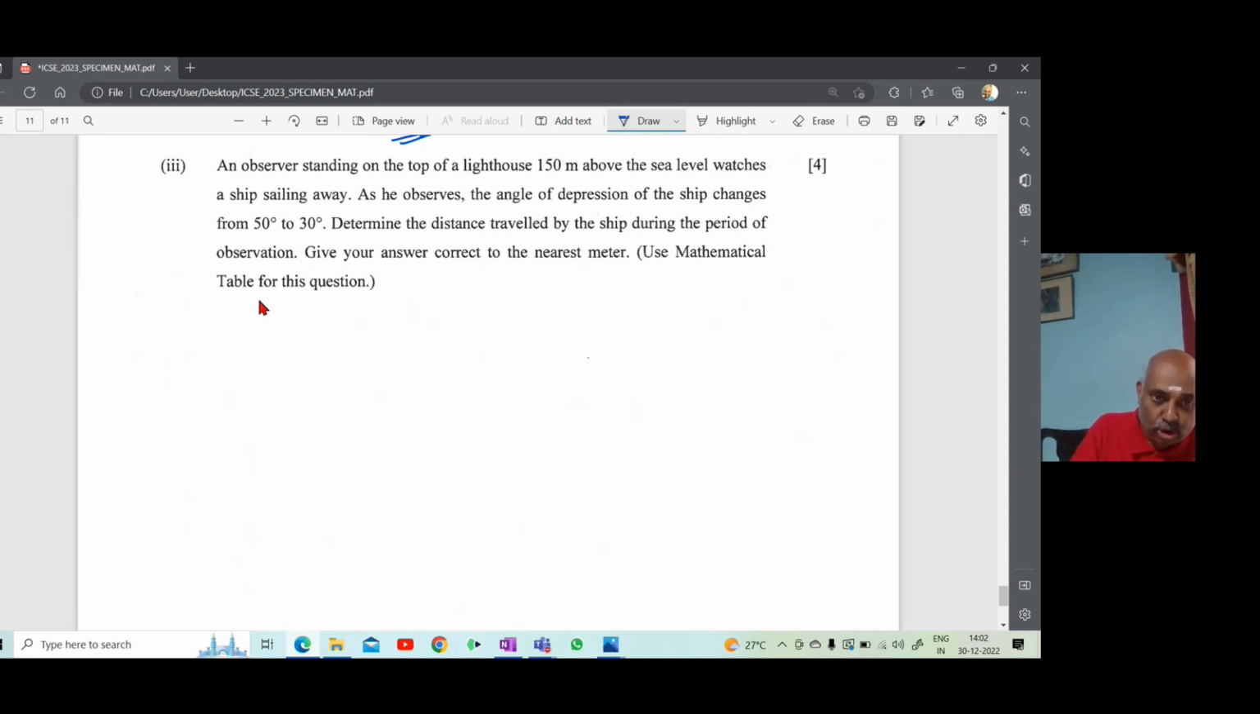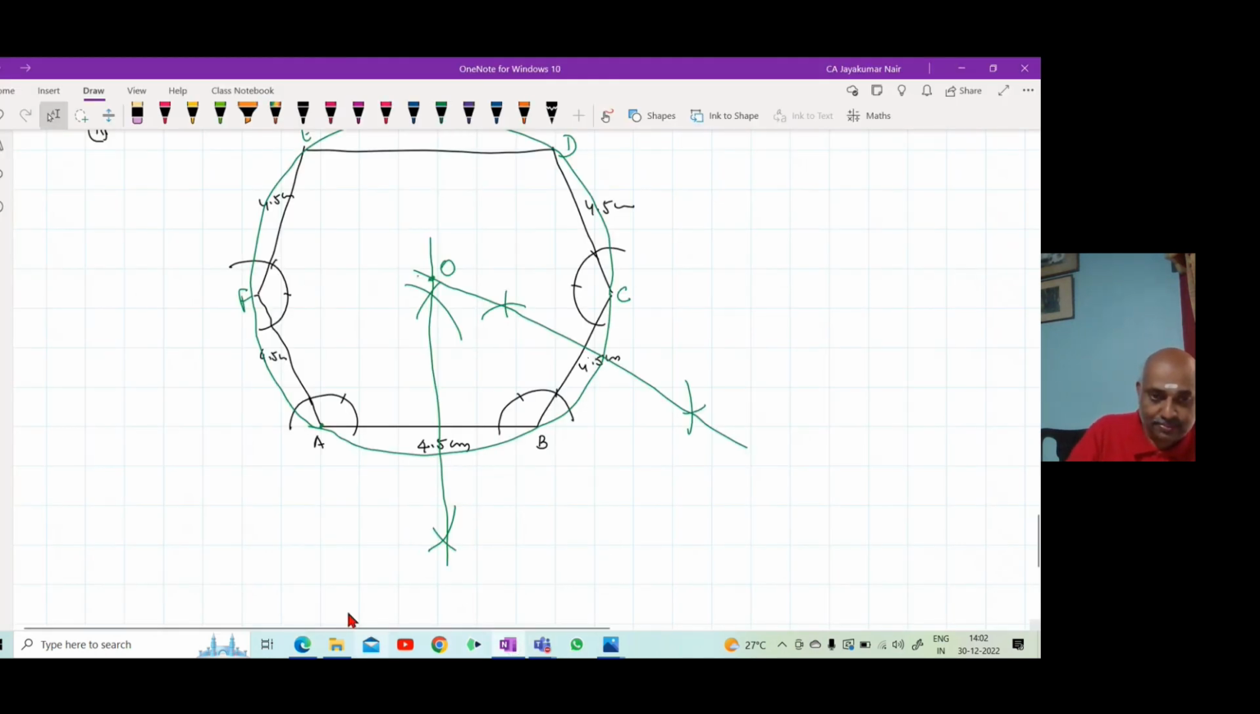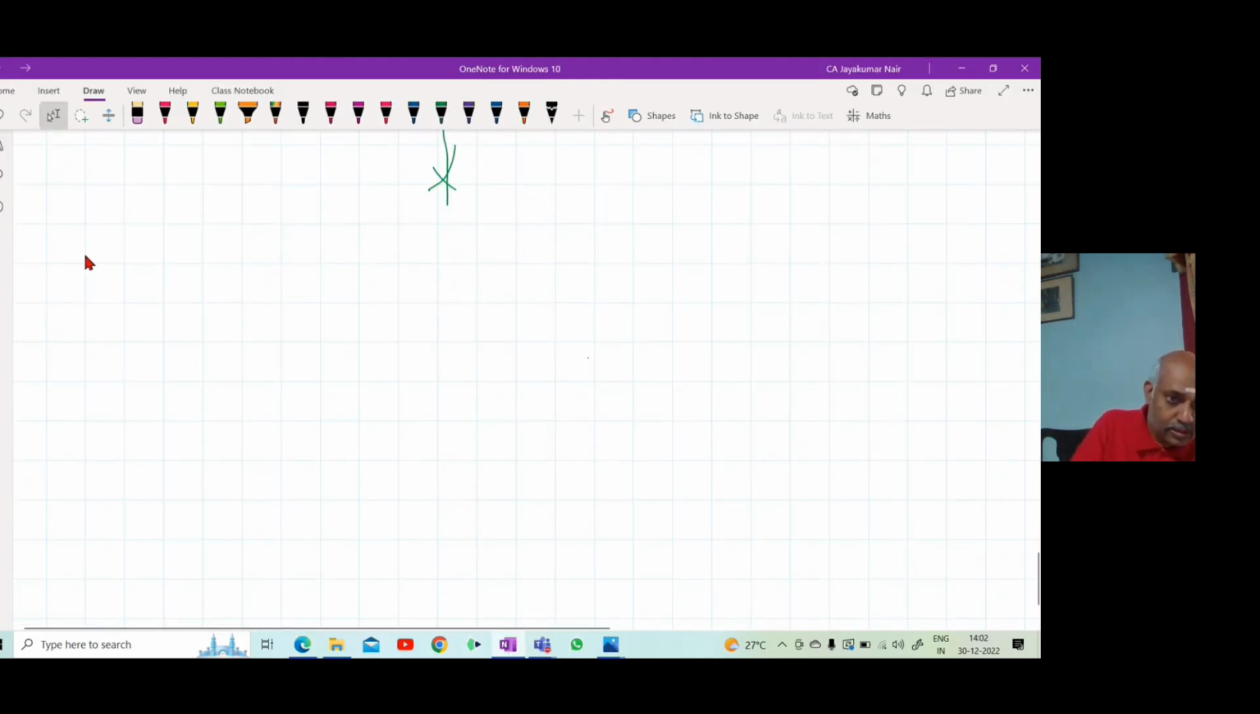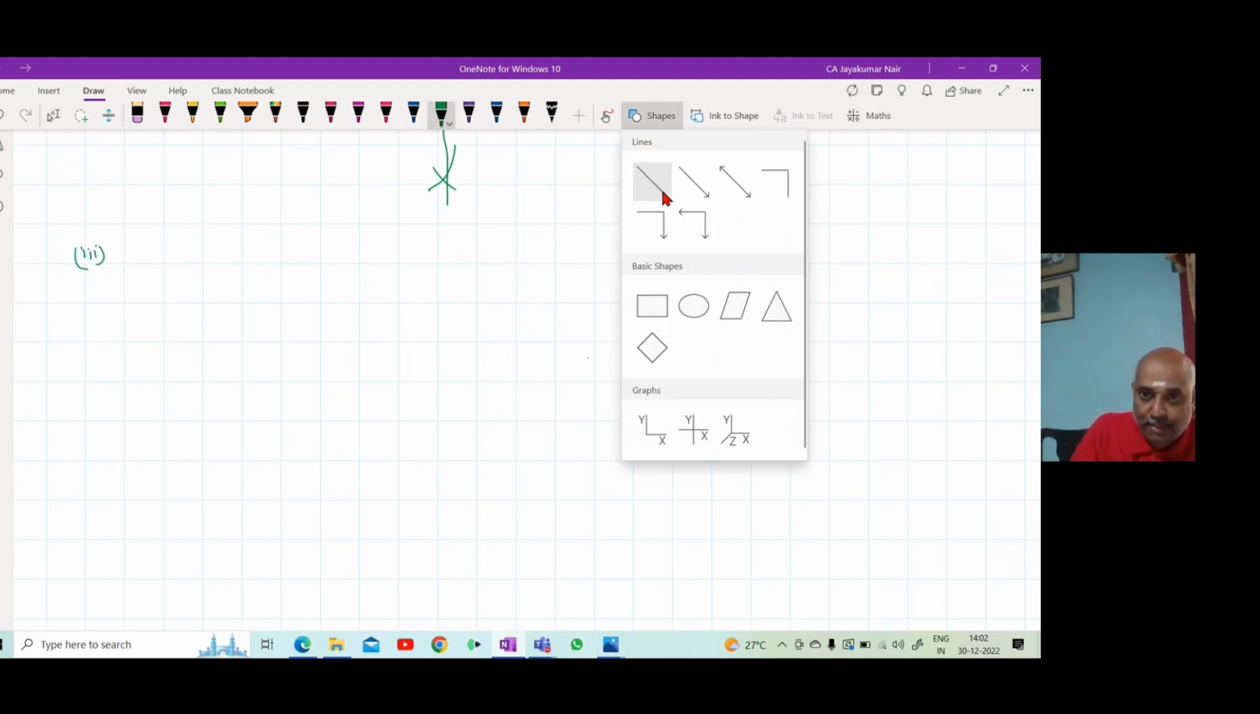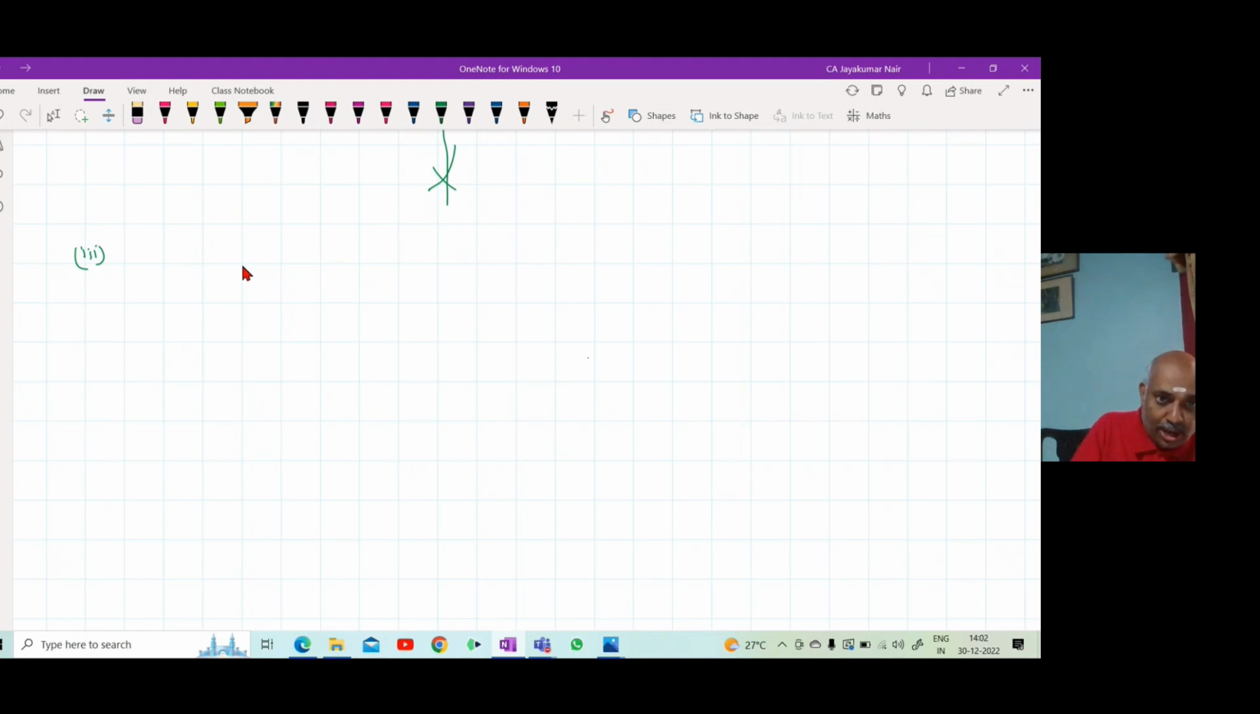So we will have to draw, I will draw the figure here. This is the last question of this question paper. You are on top of the lighthouse. So this is the lighthouse. You are here. Okay. You are observing.